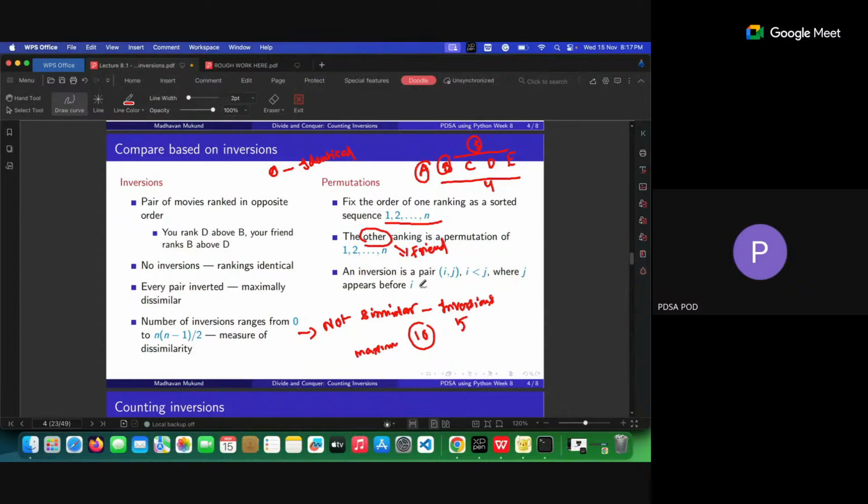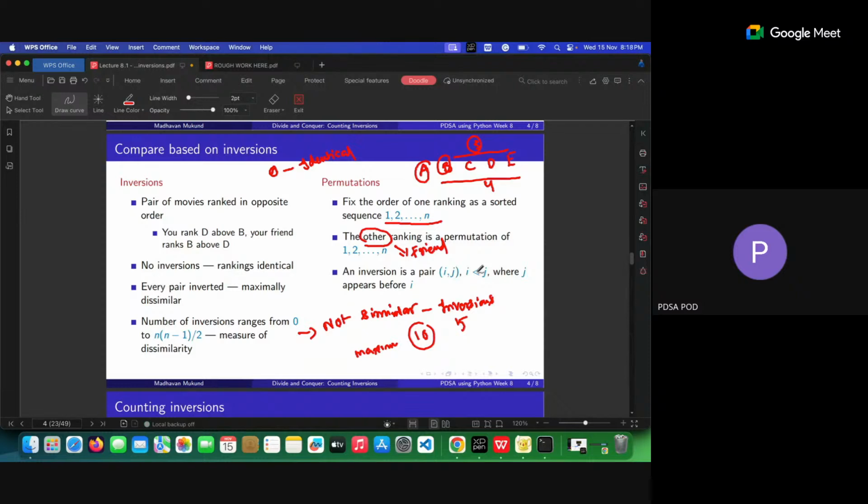Here an inversion means a pair i and j, with i less than j, where j appeared before i. If you see the next slide, you can see what exactly it is. For example, 1 and 3: what does it mean? 3 appeared before 1. For example, 2 and 4: it is an inversion of 2 and 4 if 4 appeared before 2. I'll show you where that is happening. So i should be less than j, and it means that j appeared before i. That is what it signifies.